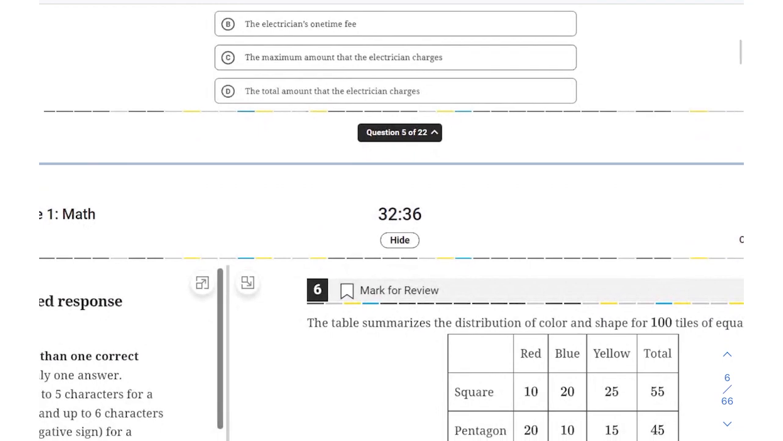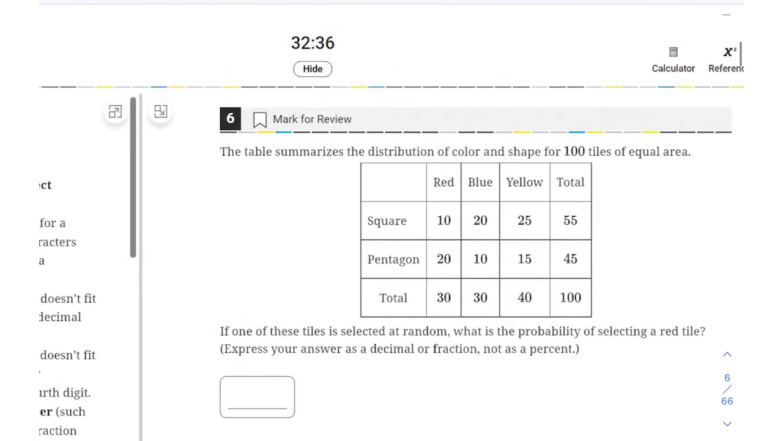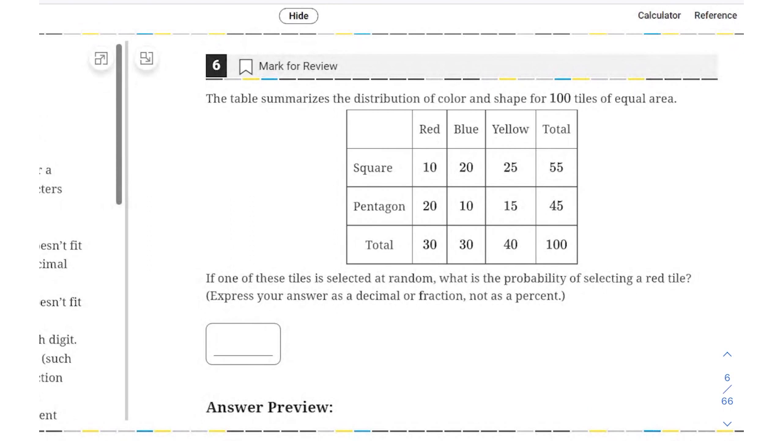Up next, we're going to take a look at question 6, and this is a student-produced response, so there are no options to select from as far as multiple choice goes. We just have to come up with the number on our own. And let's take a look at the info in the table. It says the table summarizes the distribution of color and shape for 100 tiles of equal area. If one of these tiles is selected at random, what's the probability of selecting a red tile?